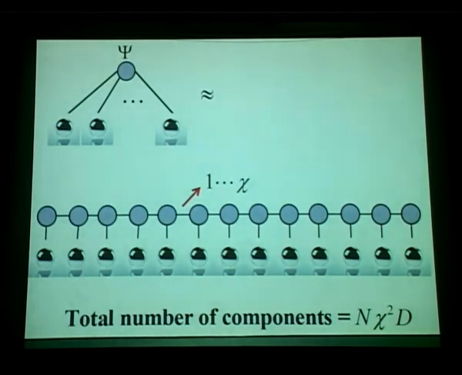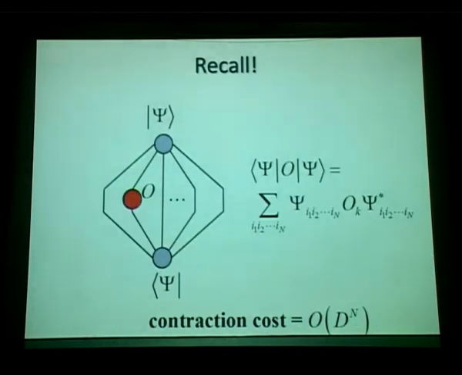Let me also quickly show you that it's efficient to extract expectation values from this structure. Recall that extracting expectation values corresponds to making this contraction when you look at the many-body state as a single tensor. All we've done now is decompose this guy into pieces. So now the contraction I have to make looks like this.